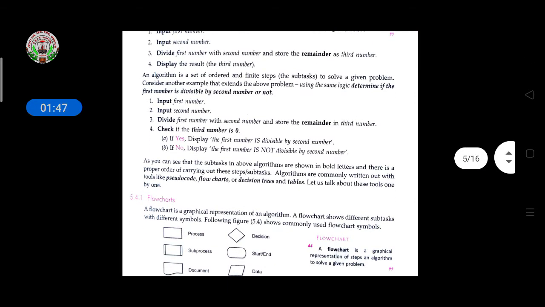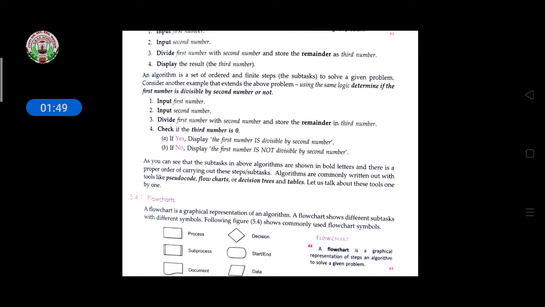Consider another example that extends the above program. Using the same logic, determine whether the first number is divisible by the second number or not. Like this you have to put in the logic. All the logic should be there in the program. After that you will be able to execute your programs by using the logic.